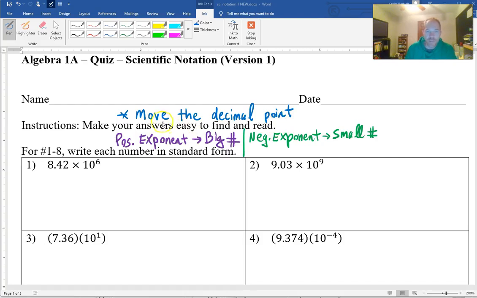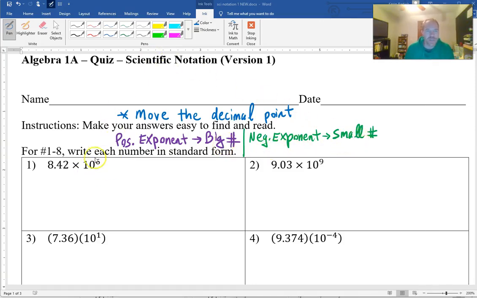So just a few notes, things to remember before we get started here. Scientific notation and standard form, changing between those, is all about moving the decimal point. The exponent tells us how many places to move the decimal point over. If we move the decimal point, we know what the exponent should be. And my shortcut to try to memorize things is that a positive exponent means we will have a big number, whereas a negative exponent means we'll have a small number.